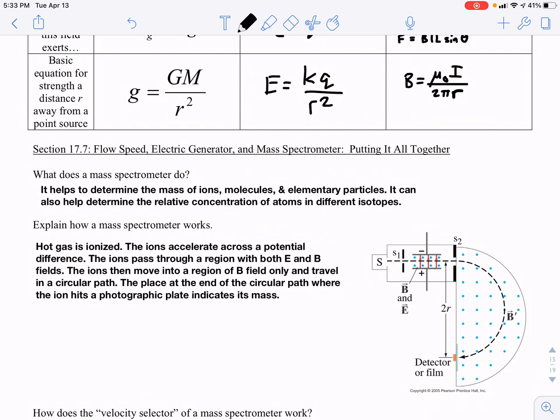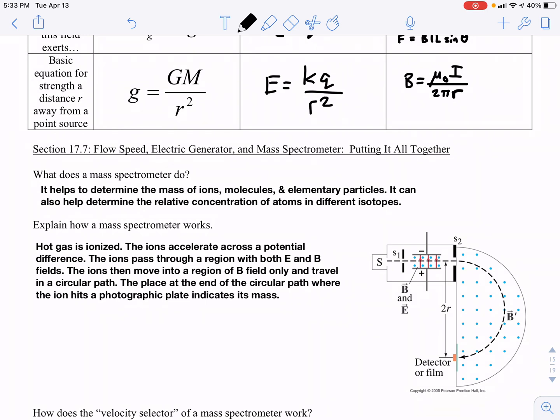Then, just like a cathode ray tube inside of a television set, they enter a second region where there's only a magnetic field, in which case they will move in a circular path because charged particles curve circularly in a magnetic field.